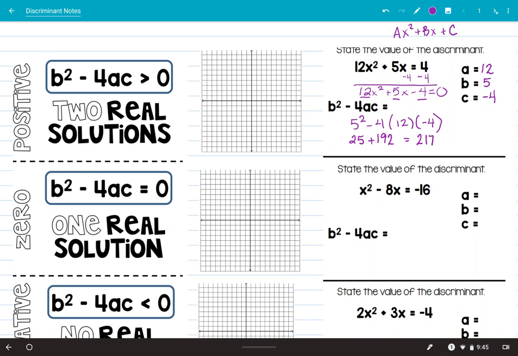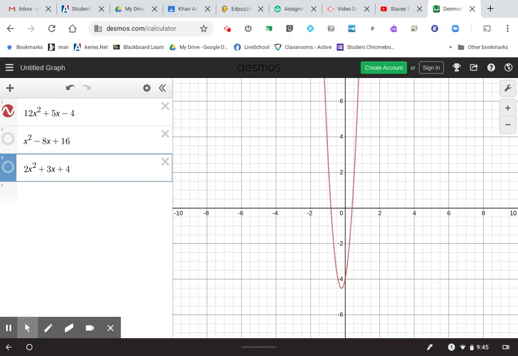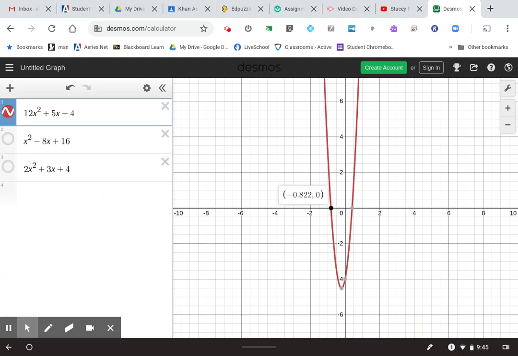If you get a positive number, we know we're going to have two solutions. What that means is that it's going to cross the x-axis twice. I already graphed it on Desmos. Here we have our first equation in red, and we can see that it does cross at negative 0.822 and 4.05. So we do know it's going to cross there.